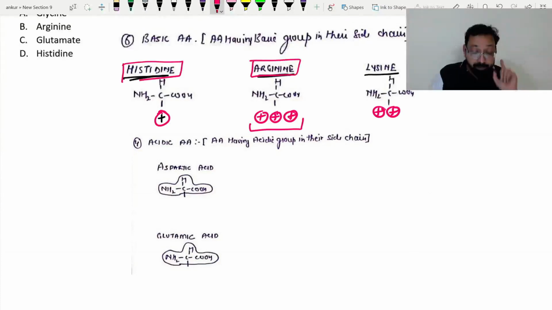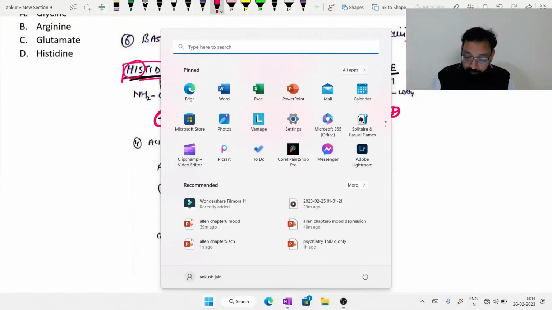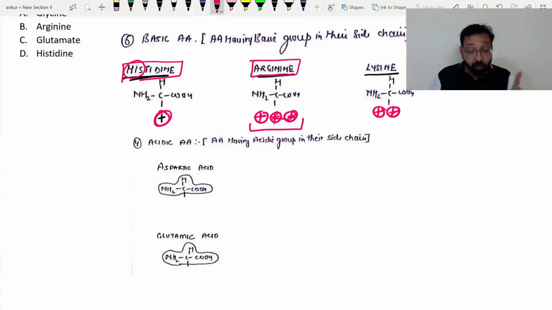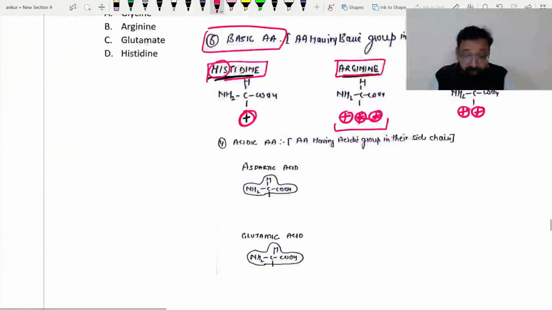How to remember? One positive charge: he is, his. In English grammar we have read, he is, there will be only one. There are so many charges on arginine, multiple positive charges. So histidine has one positive charge and is least basic, arginine has the maximum positive charge, and lysine is in between. These are the basic amino acids. A question is asked that the most basic is arginine.